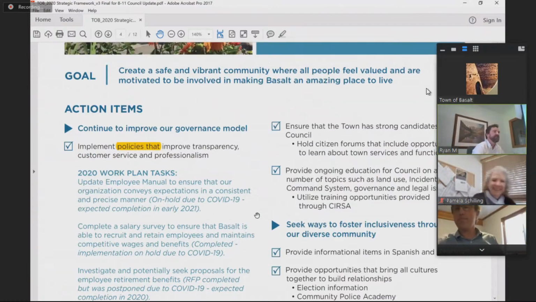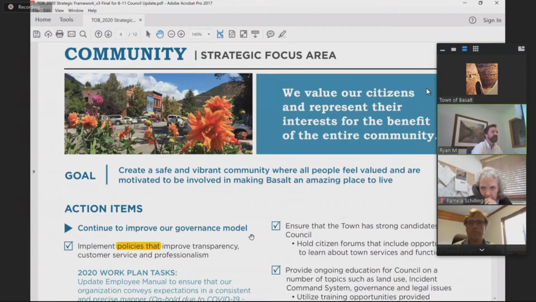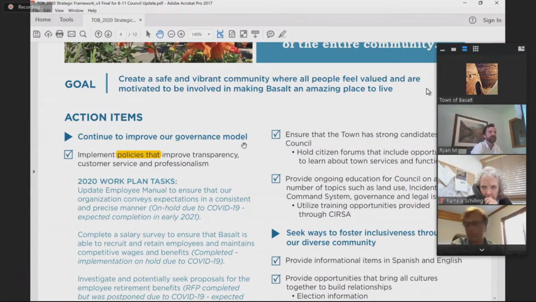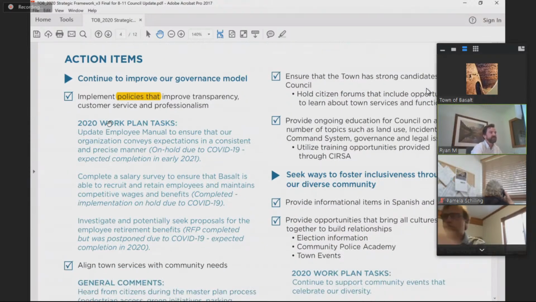So the first, our first strategic focus area is community. Then we've got essentially a principal statement and a goal associated with those. Under the action items, the first was to continue to improve our governance model. From the original strategic plan, we had an action item under that: implement policies that improve transparency, customer service, and professionalism. So we had 3 tasks in the 2020 work plan.